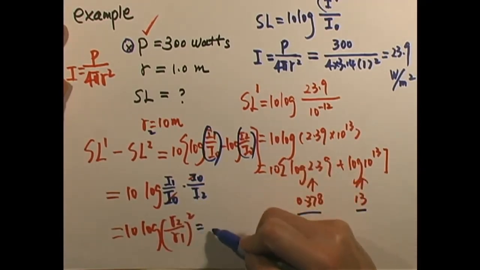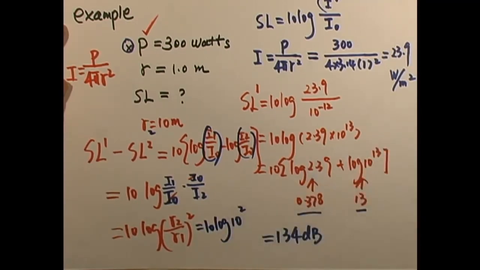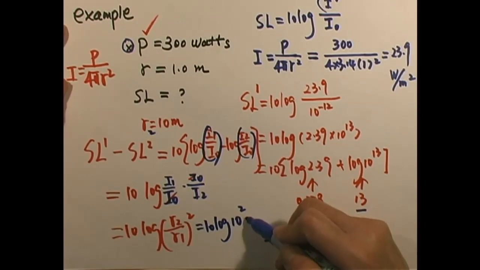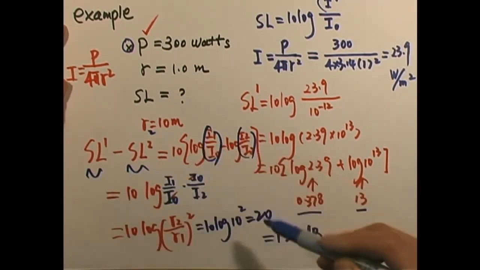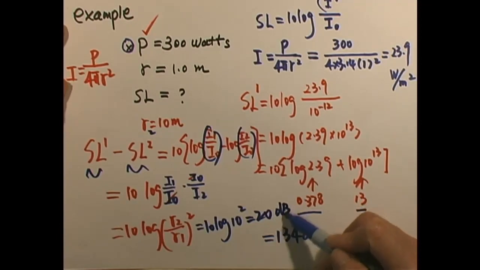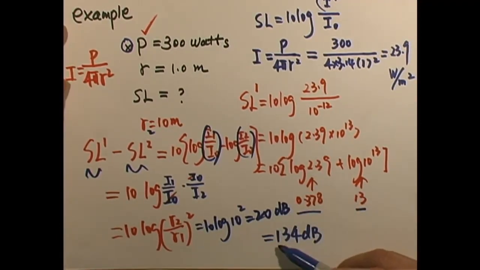But we don't have to write it that way. We have 10 log 10 to the 2, so that comes as 20. What does that mean? The sound level is a 20 decibel difference. So 1 meter away, that is 134 decibels. 10 meters away, that is 114 decibels. Isn't that very interesting?